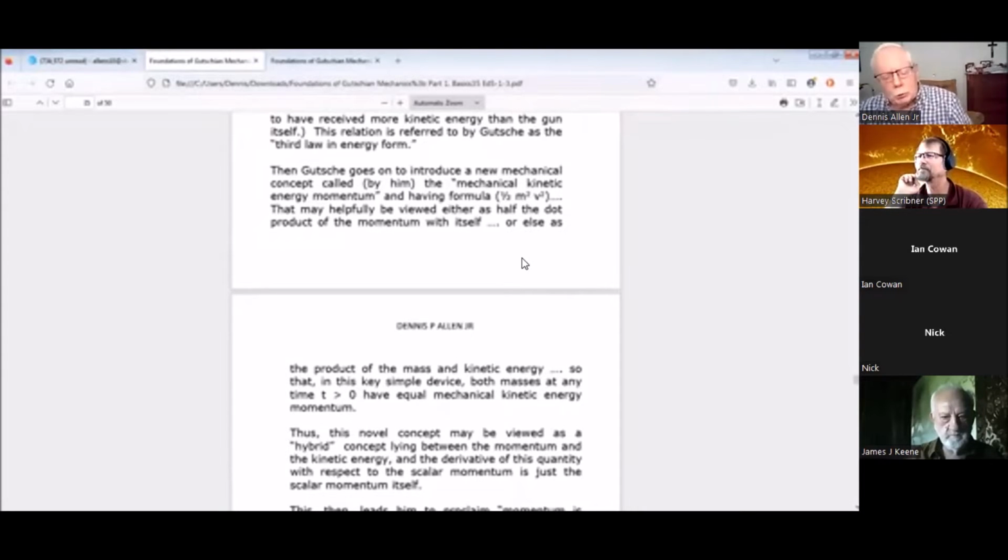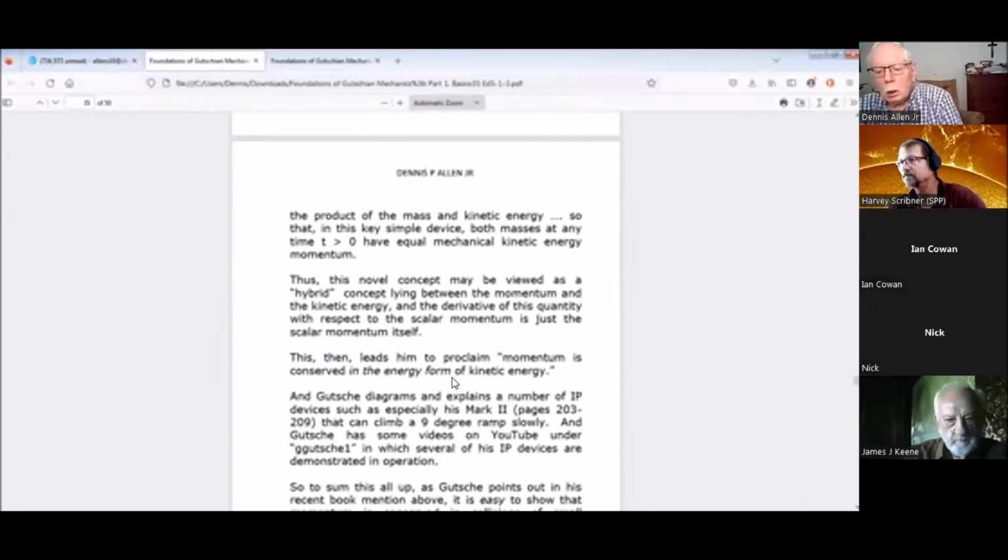And this is conserved. He gives the example of a gun which fired: the bullet gets more kinetic energy than the gun, so this means then that although a mass accumulates because of gravity, energy disaccumulates, you might say, it unaccumulates. And then he proclaims that momentum is conserved in the energy form of kinetic energy using his hybrid concept. So he does get a certain type of conservation of momentum, but it's in terms of the momentum dotted with itself over two, which is equal to the kinetic energy multiplied by the mass.